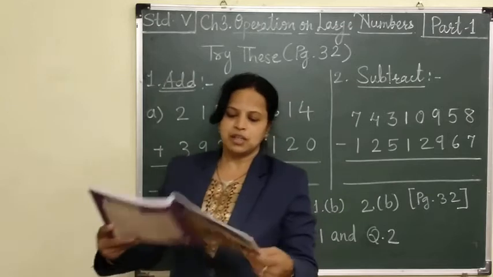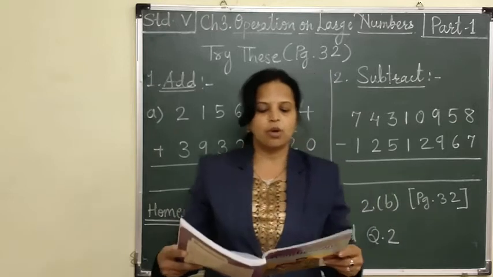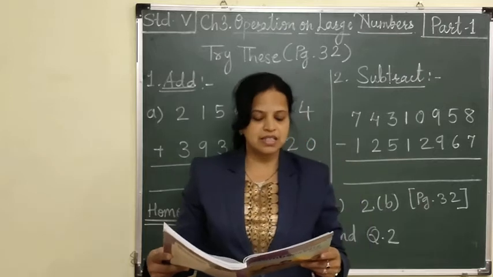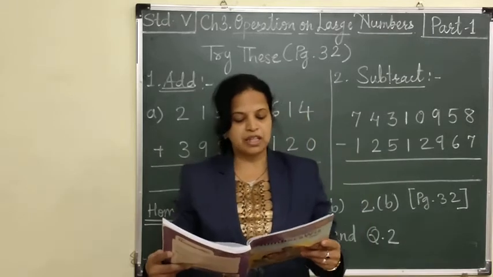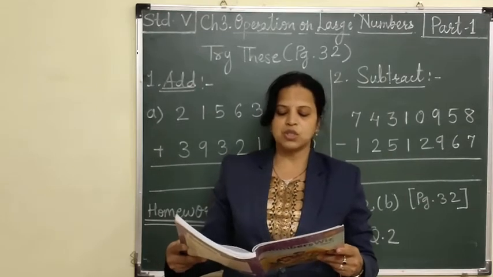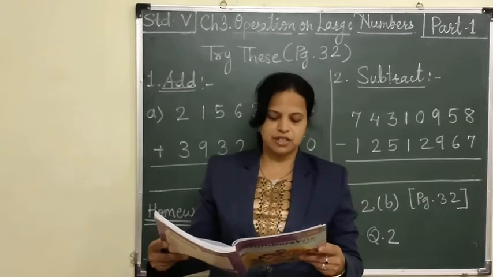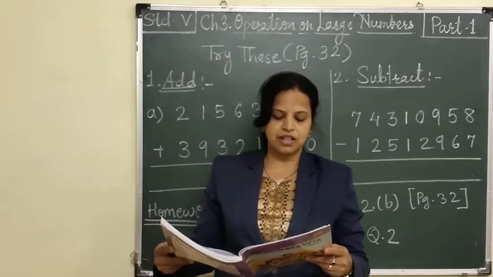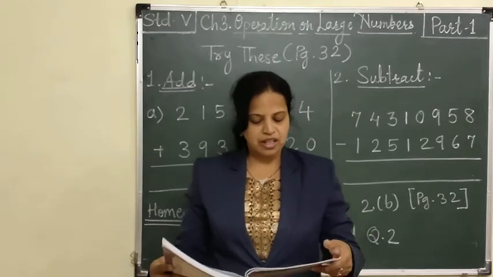If you check page number 30, chapter number 3, operations on large numbers, warm-up exercise. See what is written here. In the previous classes we have learned the basic operations of addition, subtraction, multiplication and division up to 6-digit numbers. Let us revise the same by solving the following questions. In each box one operation is given. First one, 942 divided by 2, then 6000 minus 500, 10 plus 8100, 117 into 10, like this.